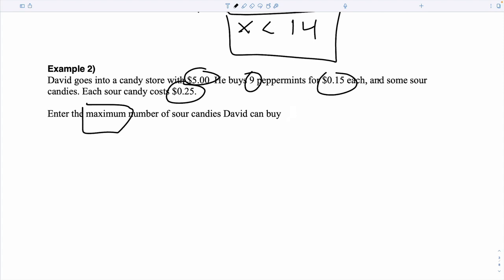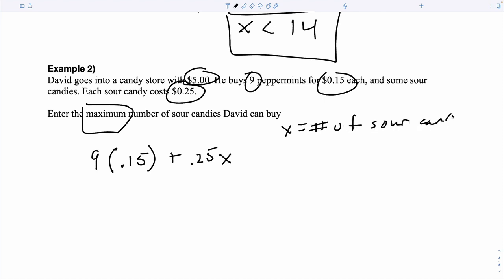Do I know how many peppermints David buys? Yes. Do I know the cost of the peppermints? Yes. That number repeats, but we know what it is. So we can put 0.15 next to 9. Do I know the amount of sour candies? No. Let's put X for that. Do I know the cost of it? Yeah, it's 0.25. So I don't know the amount. That's my variable.